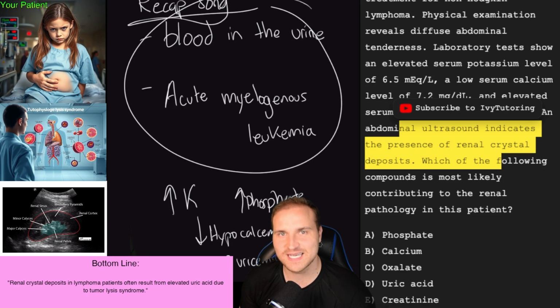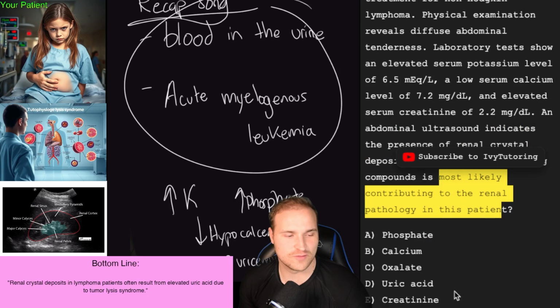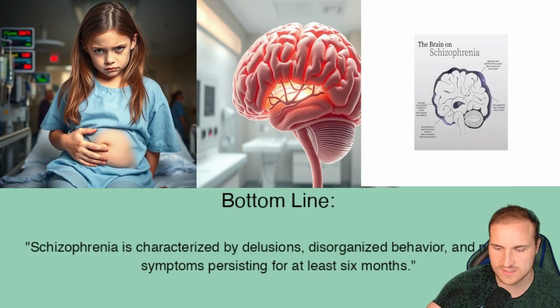So that recent chemotherapy causes the rapid cell turnover, and then elevated potassium, low calcium, and elevated creatinine would be the electrolyte triad of tumor lysis syndrome. You get the renal crystal deposits on imaging, and non-Hodgkin's lymphoma means that there's a high tumor lysis risk. So uric acid is the byproduct of the nucleic acid metabolism. And at high concentrations and an acidic urine pH, it precipitates into crystals and damages the tubules. And so our answer of what's contributing to the renal pathology here is uric acid. So there's your bottom line.